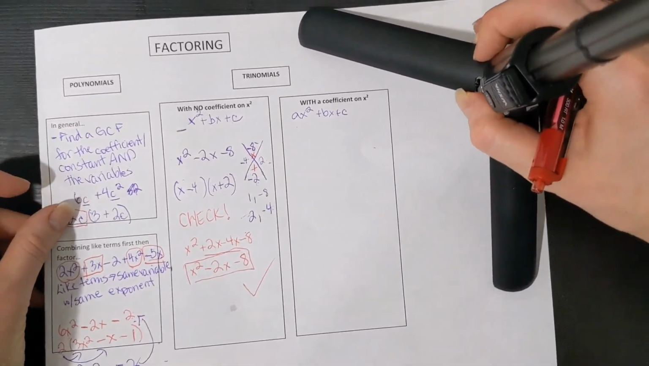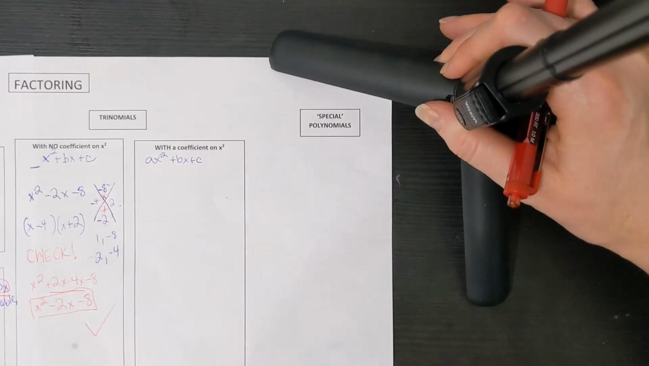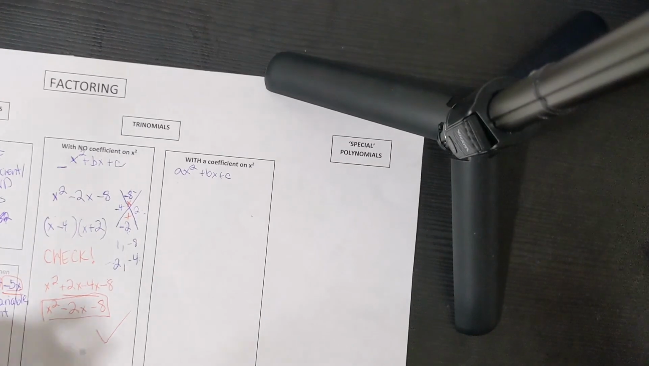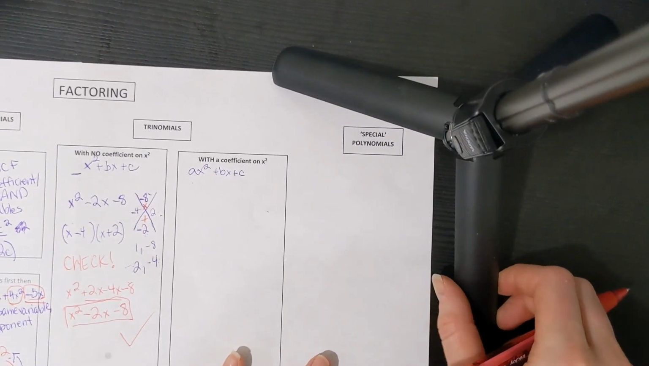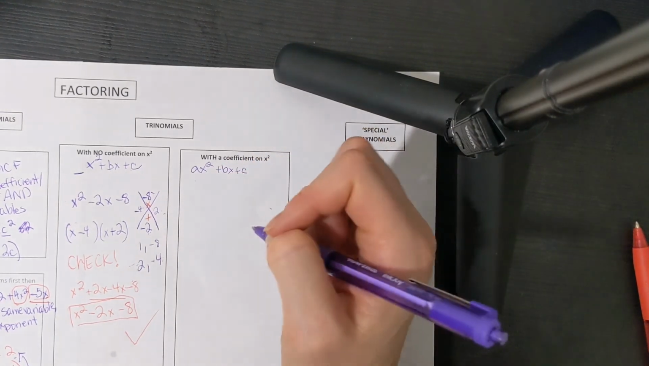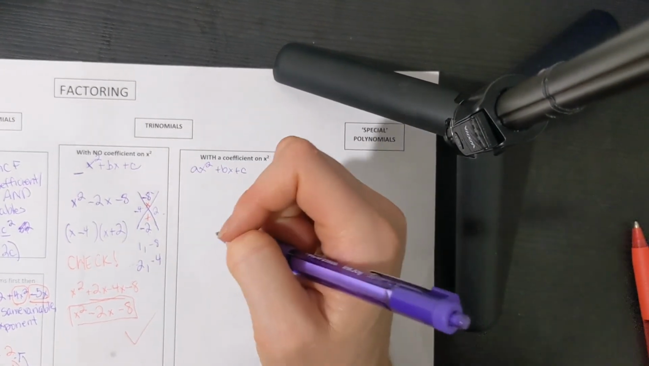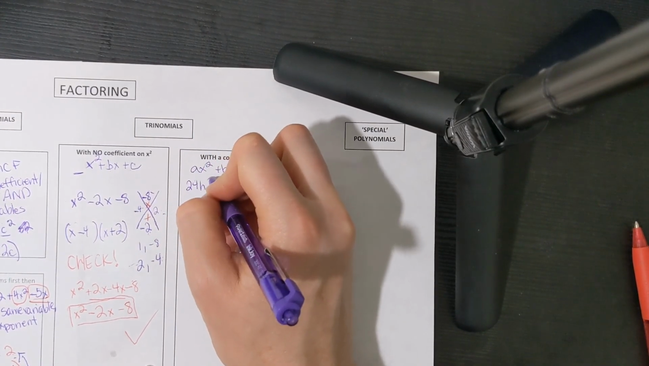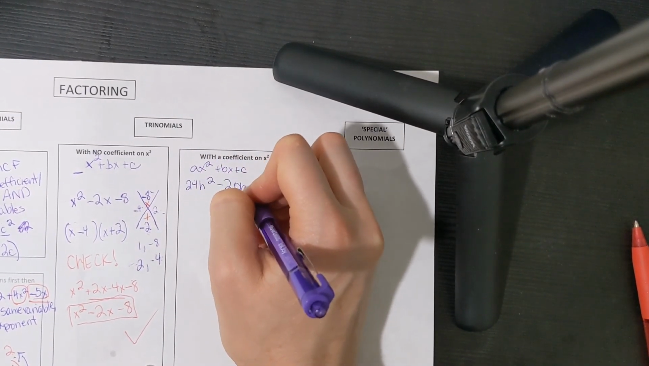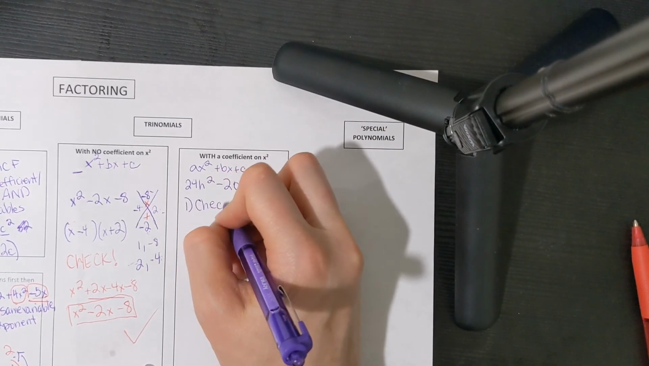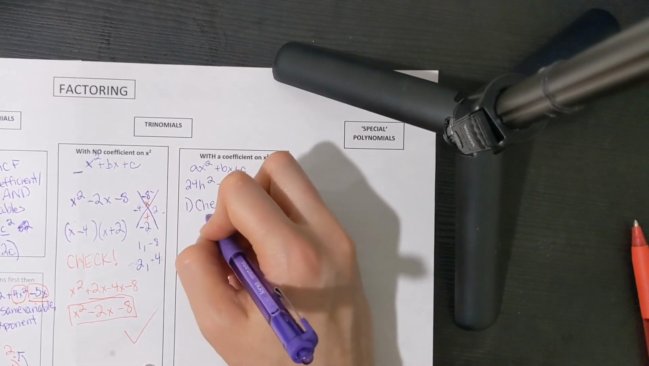So those are fairly simple ones. Our next one gets a little more complicated. So ax squared plus bx plus c. The first thing you're going to do here is check for any common factors. Okay, so here's my question: 24h squared minus 20h minus 24. So check for common factors.